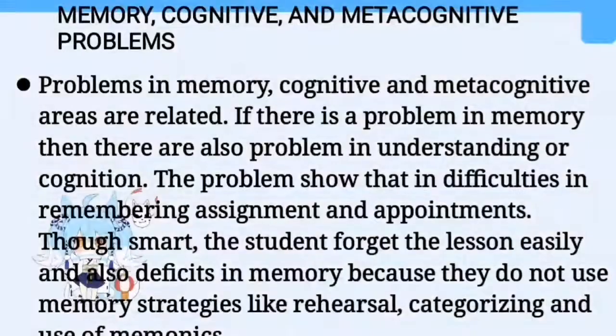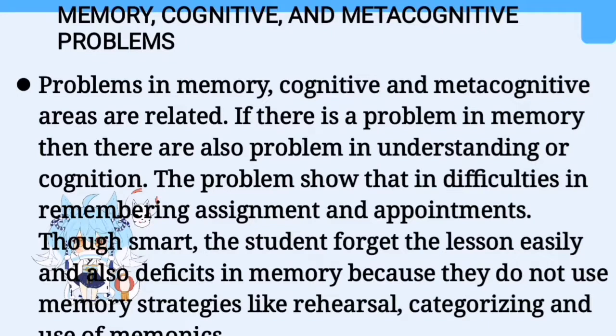Now, let's proceed to the memory, cognitive, and metacognitive problems. Problems in memory, cognitive, and metacognitive areas are related. If there is a problem in memory, then there is also a problem in understanding, or cognition. The problem shows in difficulties in remembering assignments and appointments, so though smart, the students forget the lesson easily, and also deficits in memory because they do not use memory strategies like rehearsal, categorizing, and use of mnemonics.